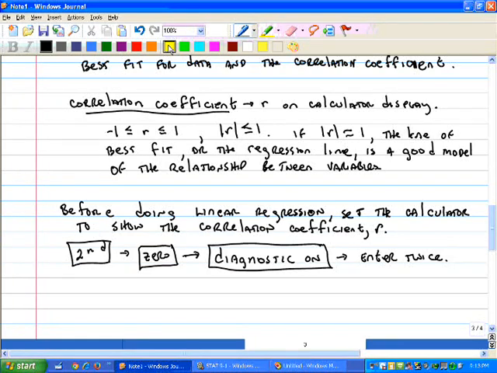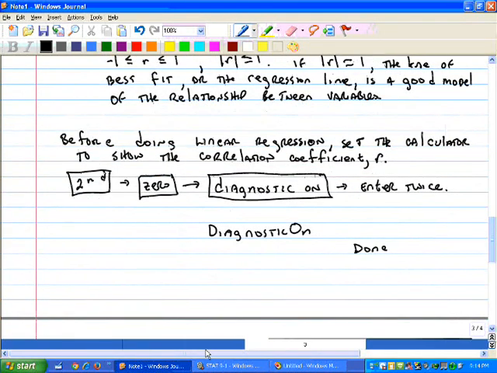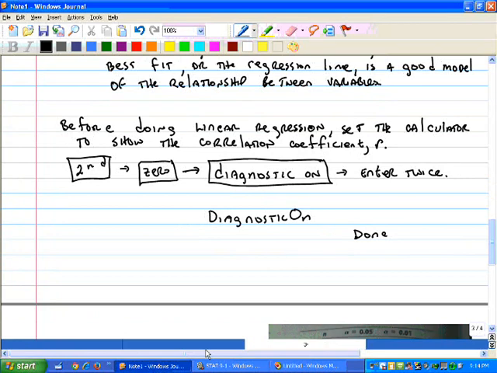Once you do that, your calculator display should read diagnostic on and then done. If you don't do that step, your calculator won't show the correlation coefficient when you do the linear regression.